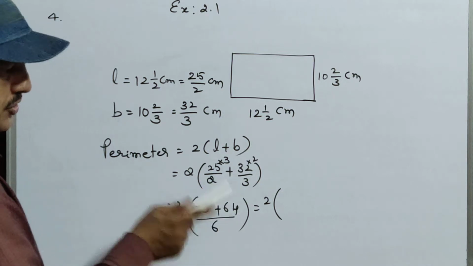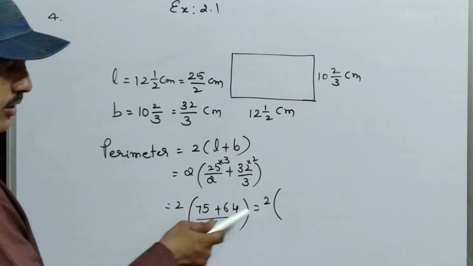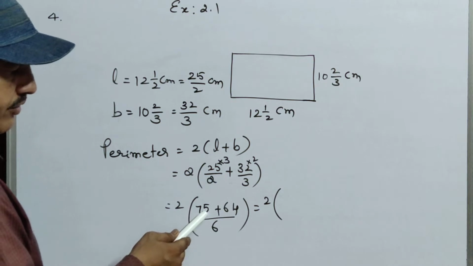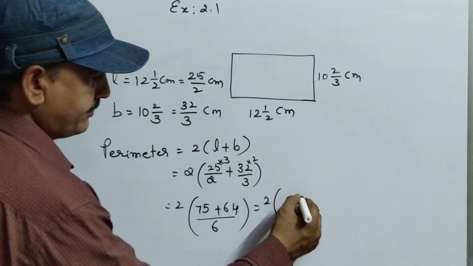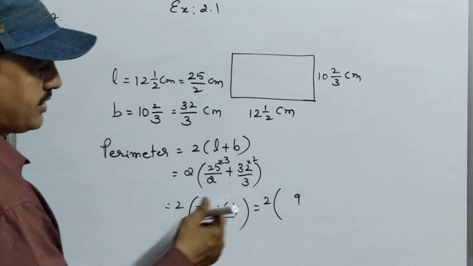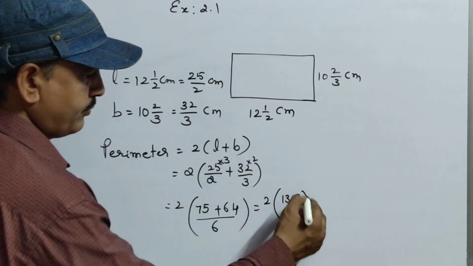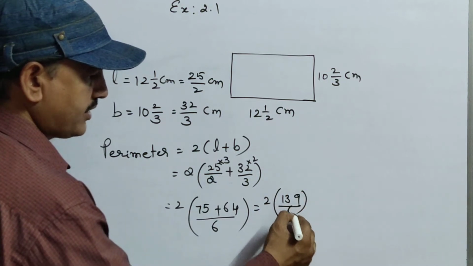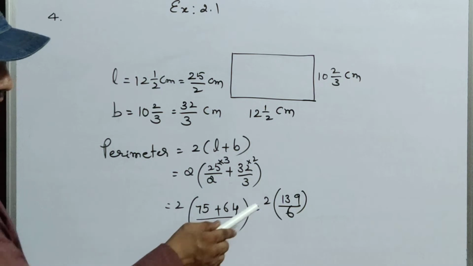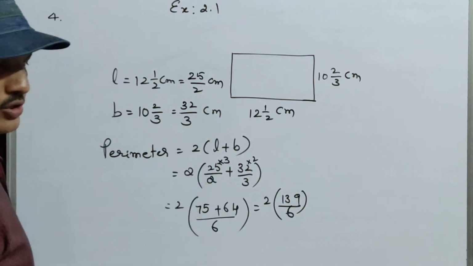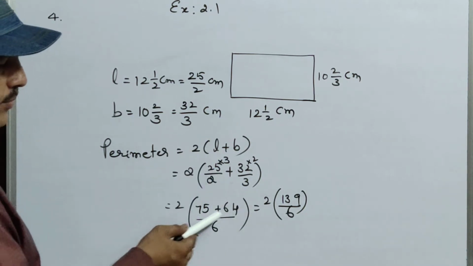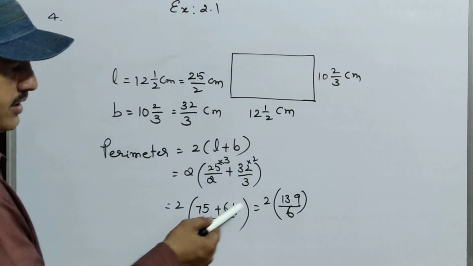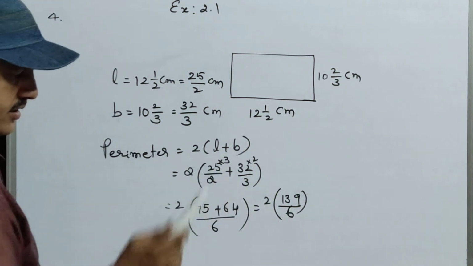2 into 32 is 64. Now 2 will be like that. Now 5 plus 4 is 9. 7 plus 6 is 13 by 4. Sorry, by 6. Now in 2 table 6, how many times will it go, children? 5 plus 4 is 9. 7 plus 6 is 13 by 6.